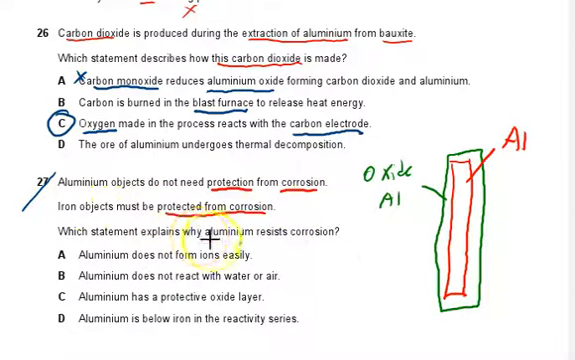Now look here: iron objects must be protected from corrosion. Which statement explains why aluminium resists corrosion? It is because it forms its own oxide layer. So C is your best answer over here. Okay, now let us move on with the next question.